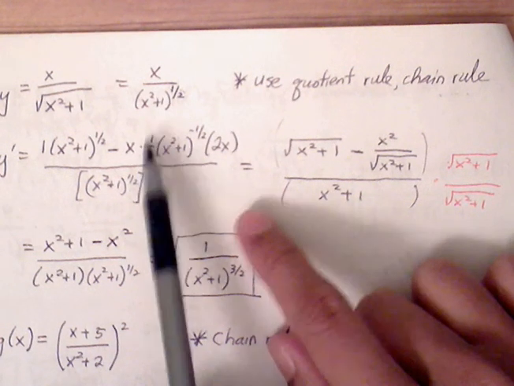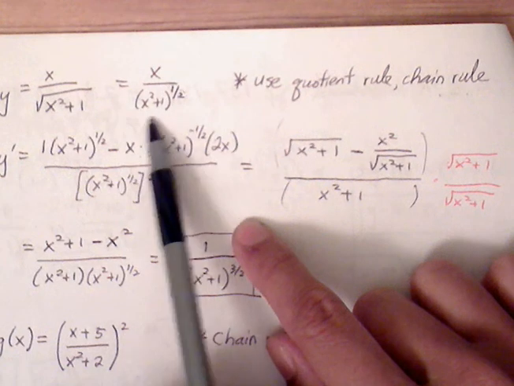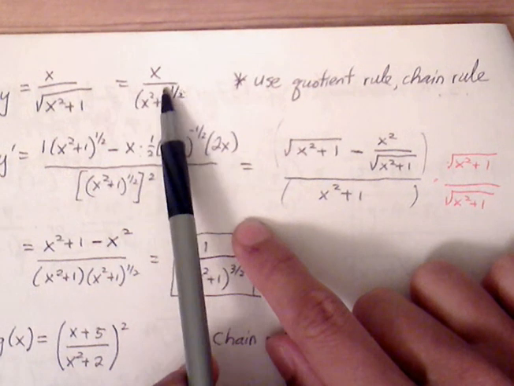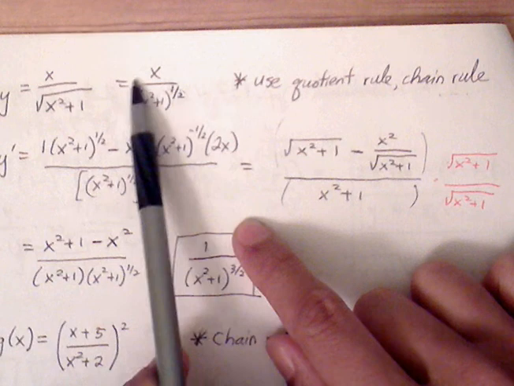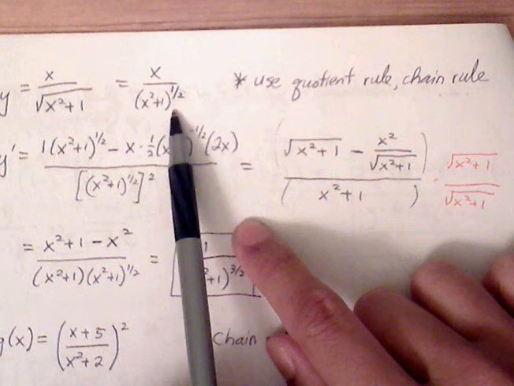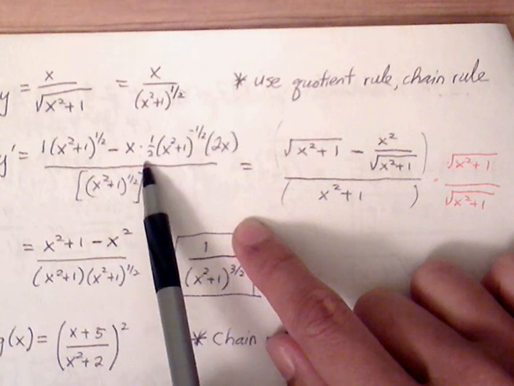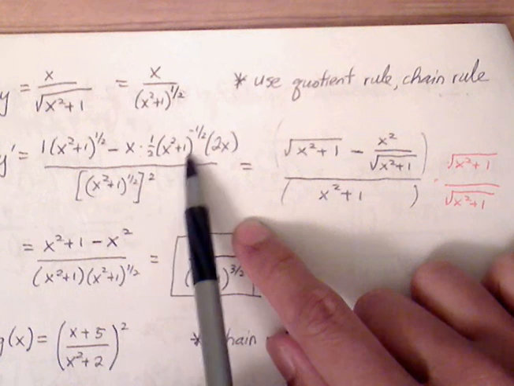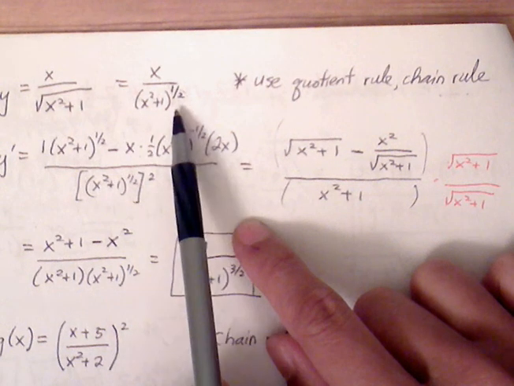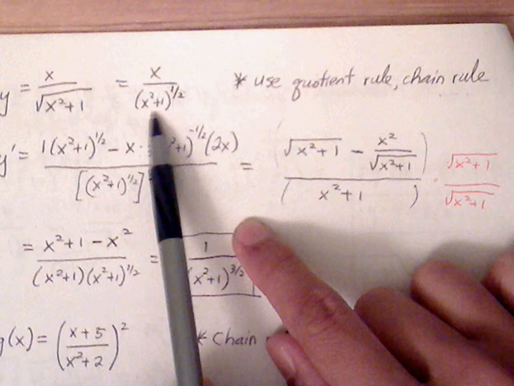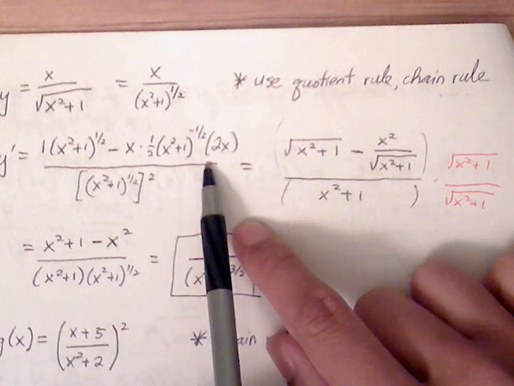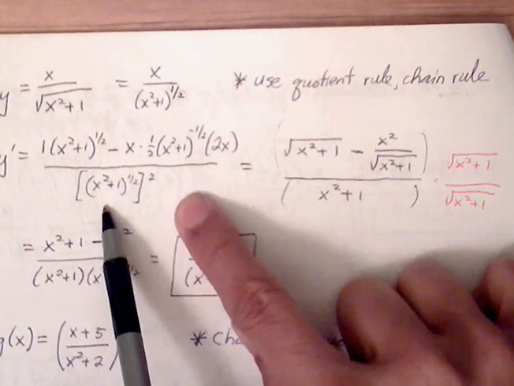So this is where we got to go through chain rule. With chain rule, we take care of the parentheses to the 1/2 first. So we bring down the 1/2, keep the parentheses, subtract 1 from the exponent. So that gives us 1/2 x squared plus 1 to the negative 1/2. And then we multiply it by the inside function's derivative. So then x squared becomes 2x, all over denominator squared.